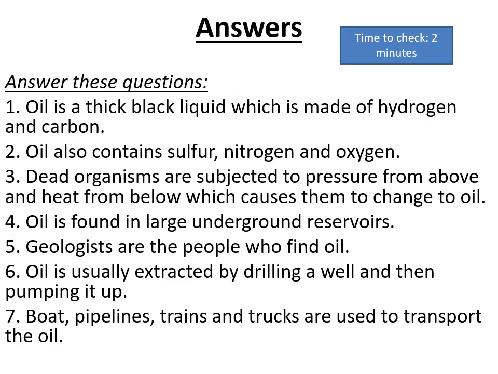Okay, so here are your answers. Oil is a thick black liquid which is made of hydrogen and carbon. You'll learn all about that in science in a few years' time, I imagine. Hydrocarbons is what this is called. Number 2, oil also contains sulfur, nitrogen and oxygen.